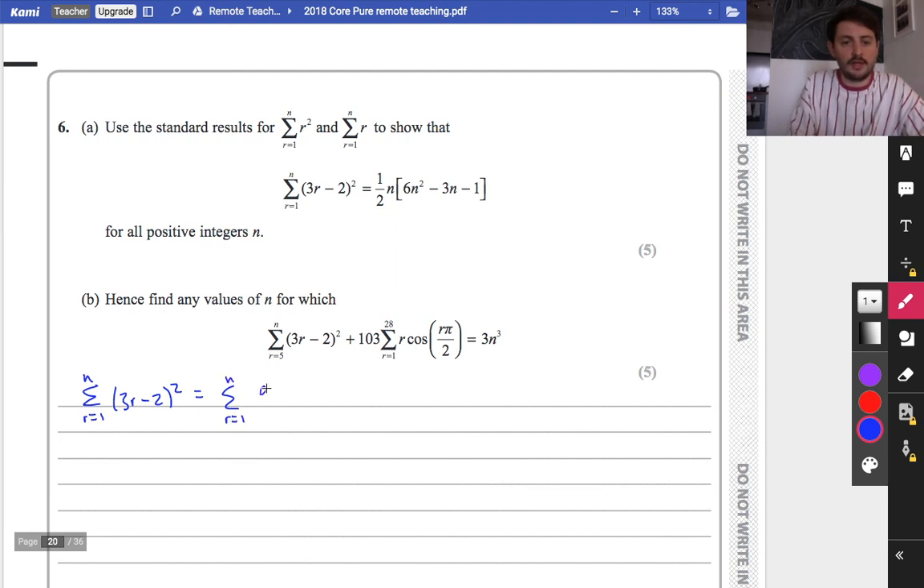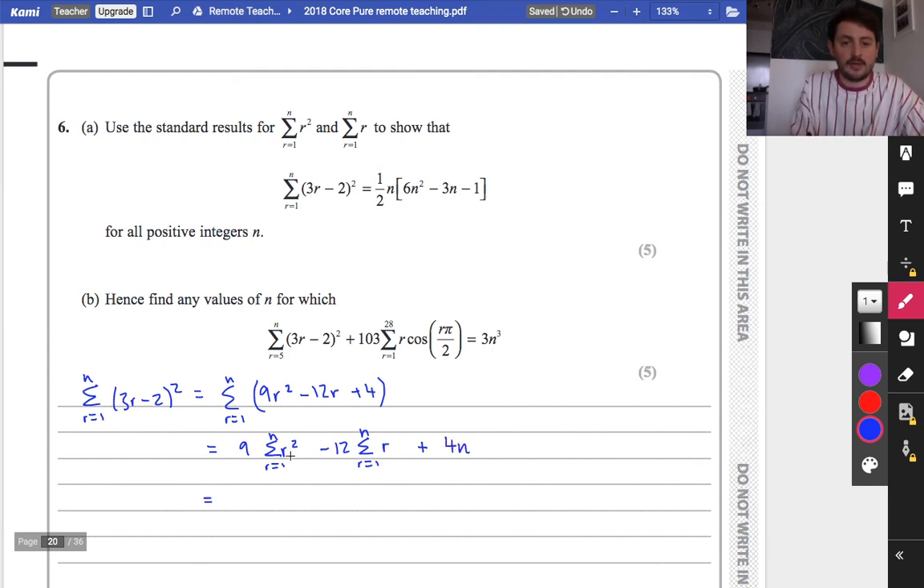when you expand this, you get 9r squared minus 12r plus 4, which we know is the same as 9 times the sum from r equals 1 to n of r squared, minus 12 times the sum from r equals 1 to n of r, plus the sum of this n times, which is just 4n.